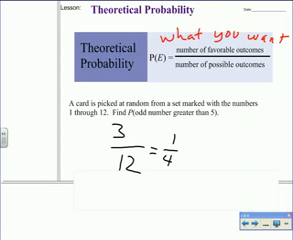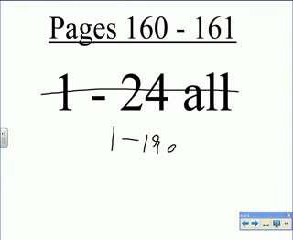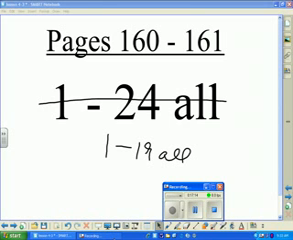All right. Any questions? That's the basics of theoretical probability. It'll get harder starting tomorrow when we do compound events. Homework: pages 160 and 161, 1 to 19 all.